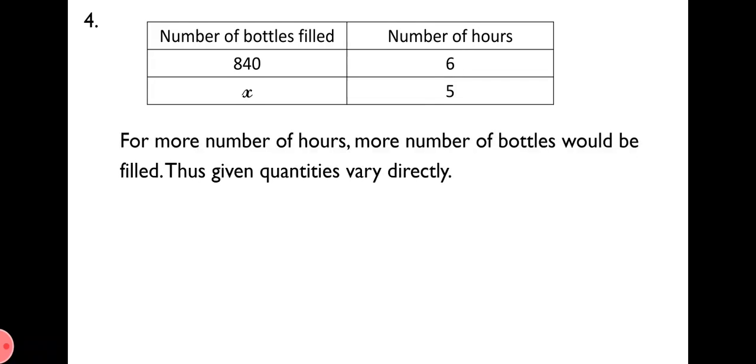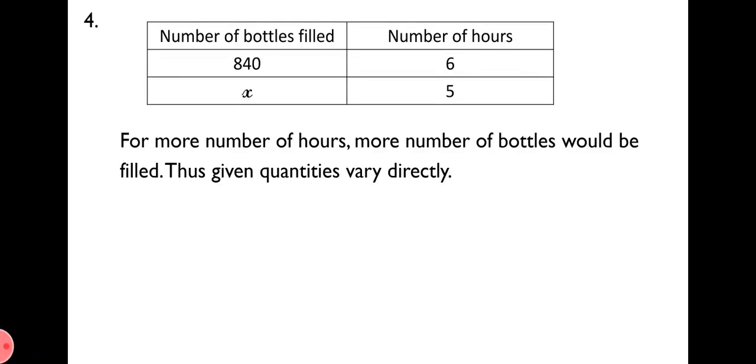Next, question number 4. A mixture in a soft drink factory fills 840 bottles in 6 hours. How many bottles will it fill in 5 hours? Now let us see the table: number of bottles filled and number of hours. So 840 bottles are filled in 6 hours, and we have to find out how many bottles are filled in 5 hours. For more hours, more bottles will be filled.